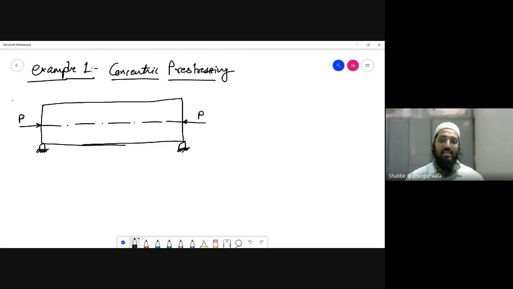Okay, which is acting at both the ends. And obviously the amount of force will remain P on both sides. It cannot be that on one side the value of the force is P and on the other side the value is P1 or P2. There is a scenario in which that is possible. Going to discuss in the losses.